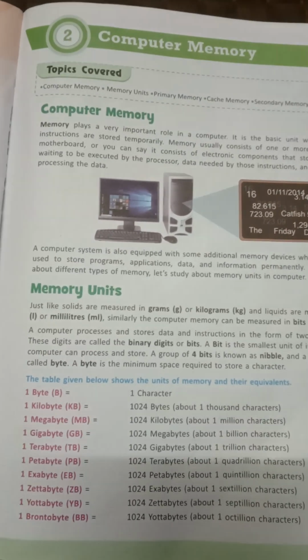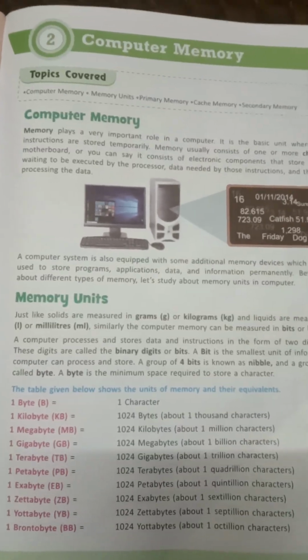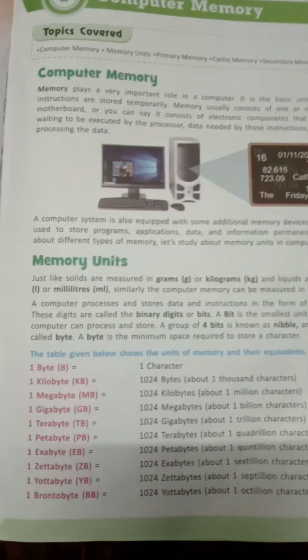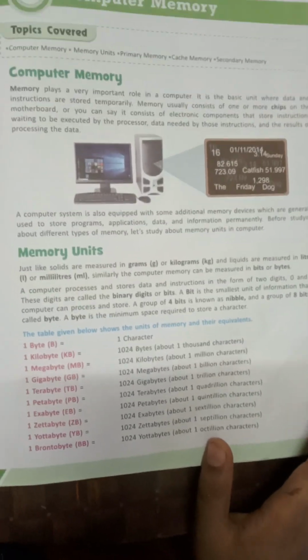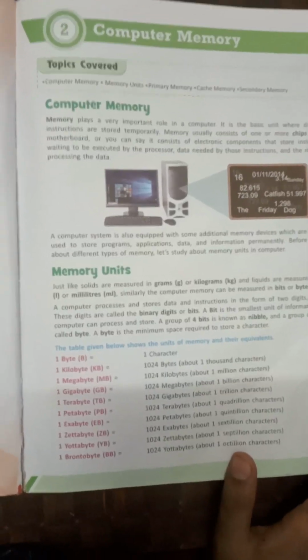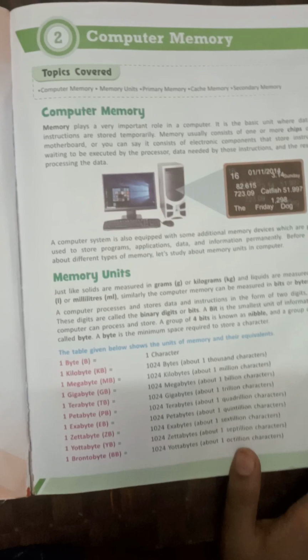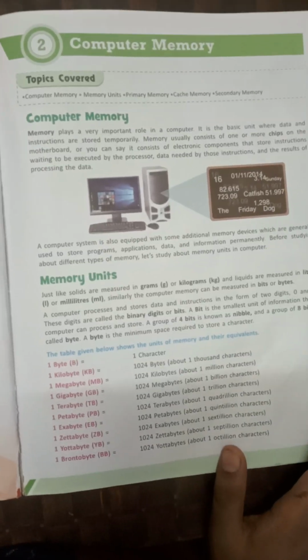A computer system is also equipped with some additional memory devices which are generally used to store programs, applications, data, and information permanently. Before studying about different types of memory, let's study about memory units in a computer.